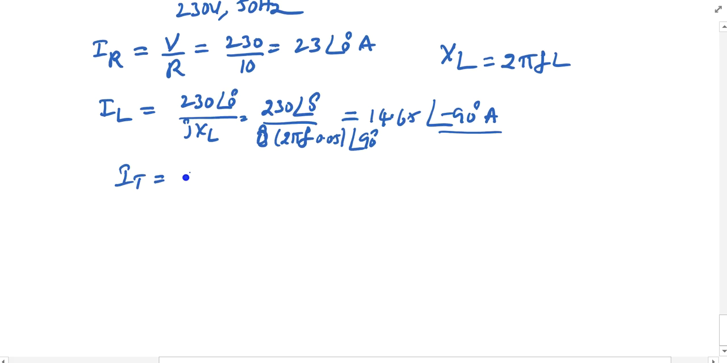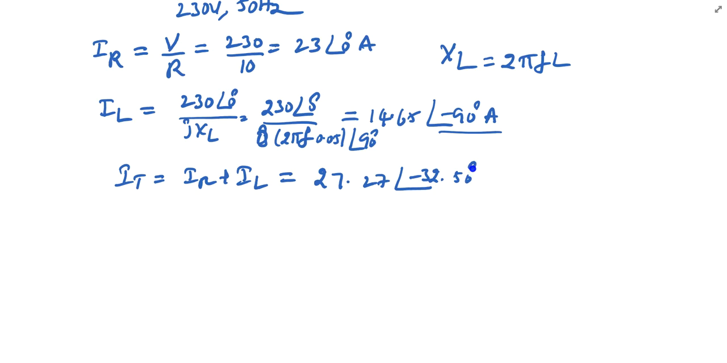I total is nothing but IR plus IL. If you do this, you will get 27.27 at minus 32.50 degrees from this concept, 23 minus J14.65, that is, minus IL.